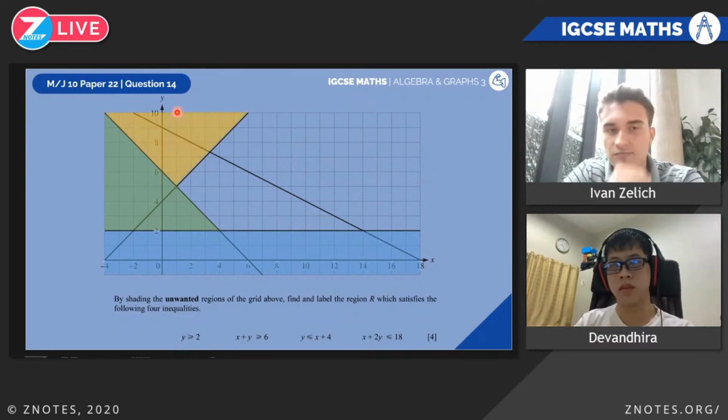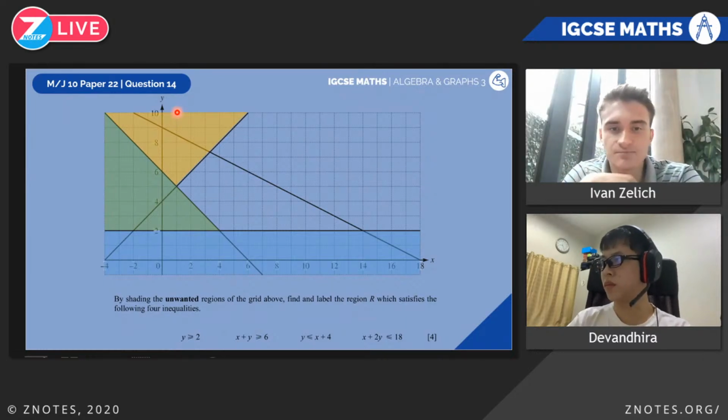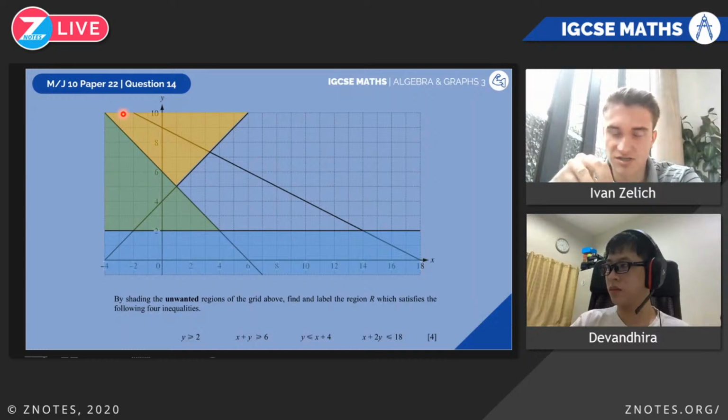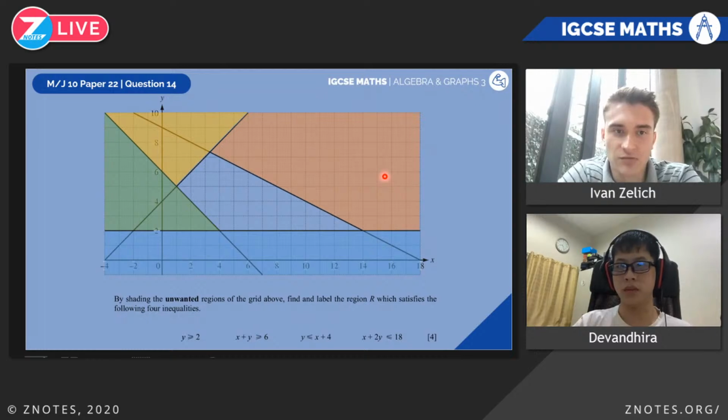So we get that. And then finally, we have x plus 2y equals 18. Again, because it'll be pointing this way. And it's x plus 2y is smaller than or equal to 18. So we need x plus 2y to be greater than or equal to 18 shaded. And in this case, it'll be on this side then, that line. And now we have our region that we know that we want, which is this little quadrilateral right here.